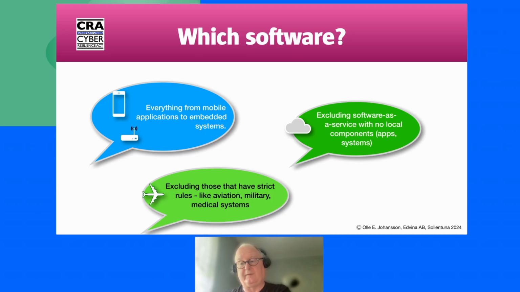But a software as a service that is standalone, with no local hardware, no local applications, will be excluded. But everything from mobile apps, games, embedded systems, Mac and PC software, server software, databases, all of it is included here in the Cyber Resilience Act.